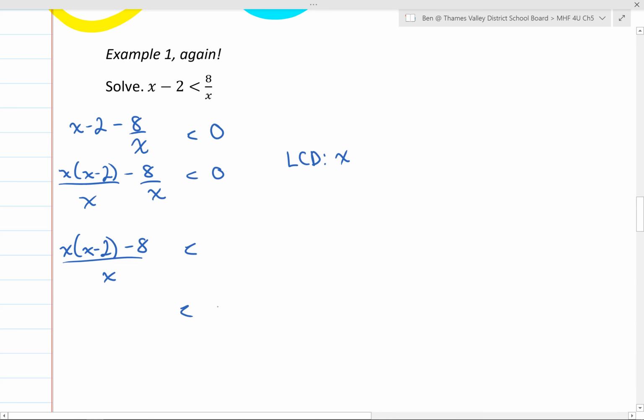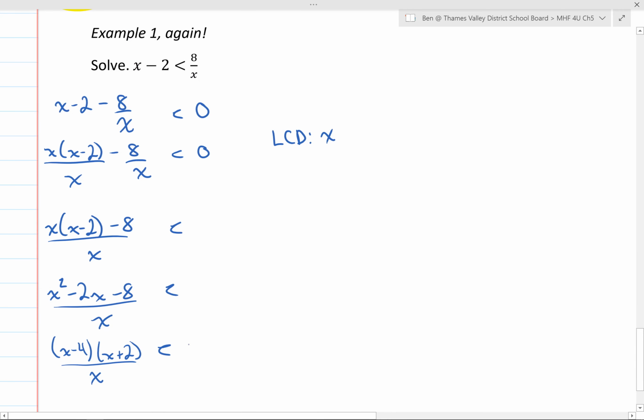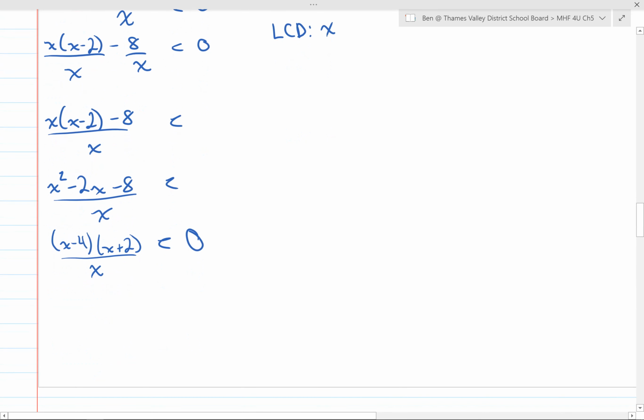And again, I'm solving this problem in my numerator, just like we did when we were solving rational equations, but this time we're keeping track of our denominator. So I'm working with x squared minus 2x minus 8, all divided by x, and then factoring it like I have before, x minus 4, x plus 2, all divided by x. And I can see here, I'm trying to find where this function is less than 0. I know this function has roots at x equals 4 and x equals negative 2. I know this function has a vertical asymptote at x equals 0.